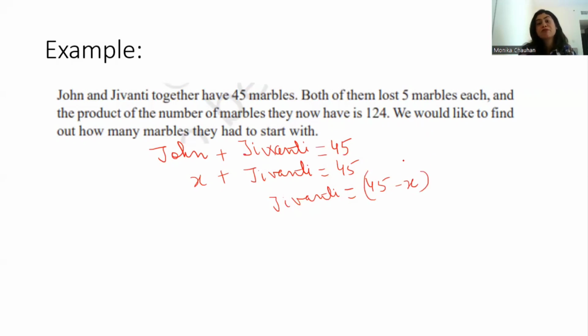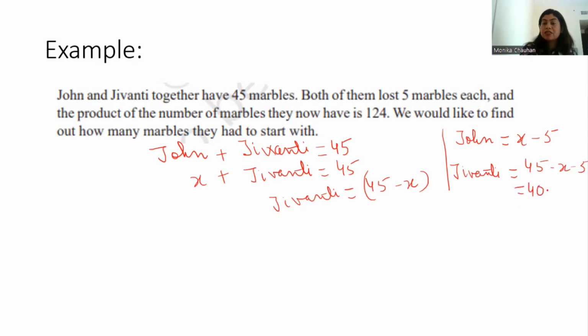Now, both of them lost 5 marbles each. The second part means they lost 5 marbles. That means John, who has X marbles, I have to subtract 5 from it because he lost 5 marbles. Both of them. And Jivanti, she has 45 minus X, and if she lost 5 more, then the remaining marbles she has is 40 minus X. So this is what our expression looks like.